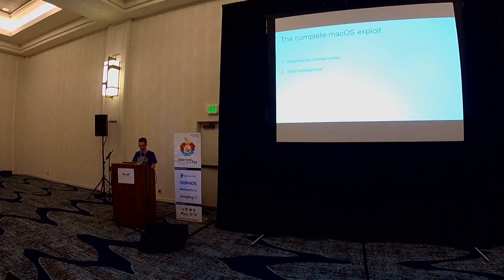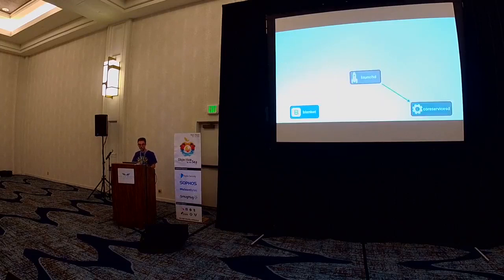Sysdiagnose is going to want to talk with Core Services D, so we just man-in-the-middle sysdiagnose's connection because we've now impersonated Core Services D. And then we get sysdiagnose's task port, and then using that task port, execute arbitrary code with unsandboxed root task_for_pid privileges. Graphically, it looks something like this.